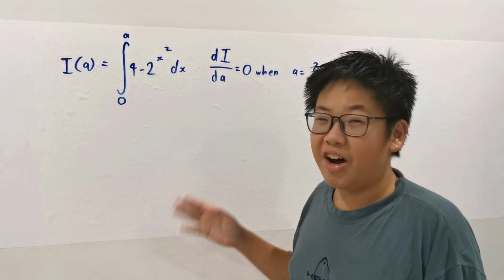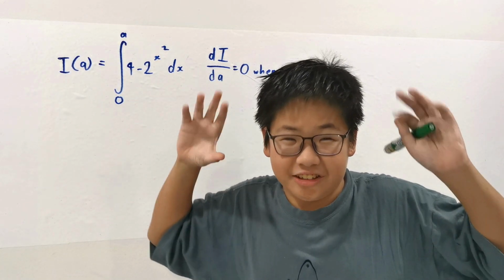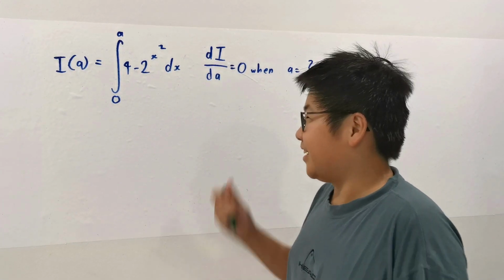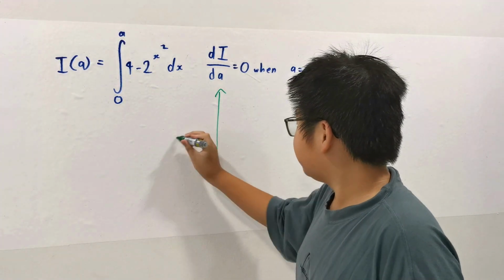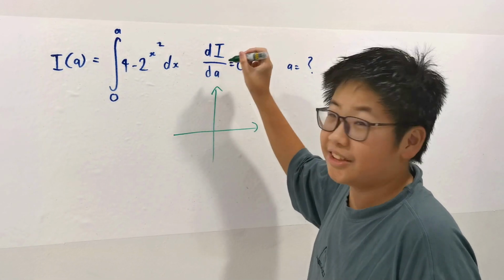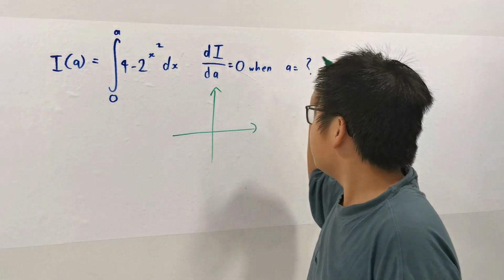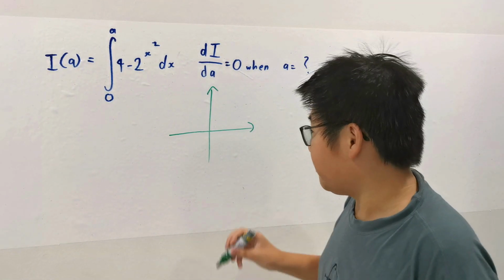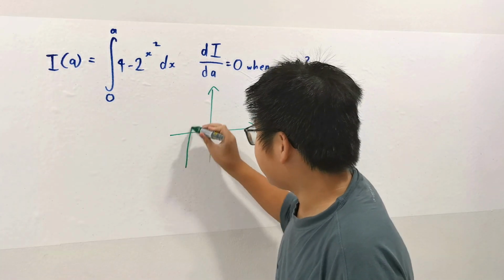However, although this might seem like a gnarly integration problem to you, actually it's just a matter of drawing the graph. This essentially means that the gradient of the area is 0 when A is this. In other words, when is the area a maximum? Well, you can just look at the graph.